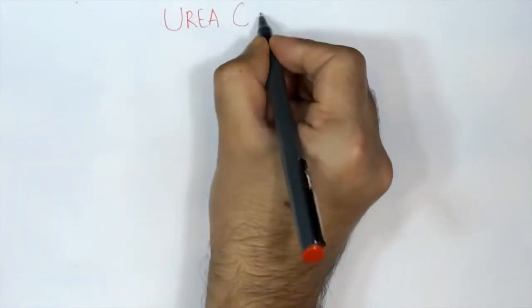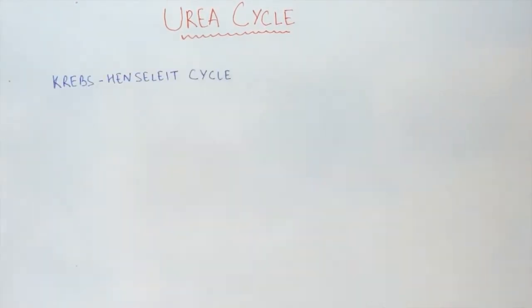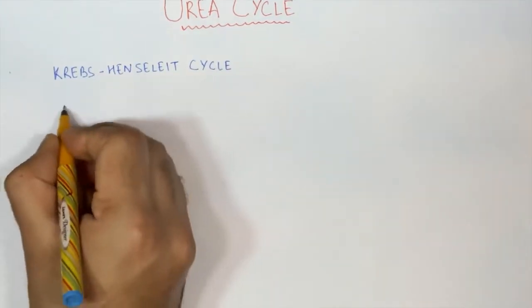In this video we will talk about the urea cycle. Now urea cycle is also known as the Krebs-Henseleit cycle. Before beginning the actual cycle, let's have an overview about what happens in the urea cycle.